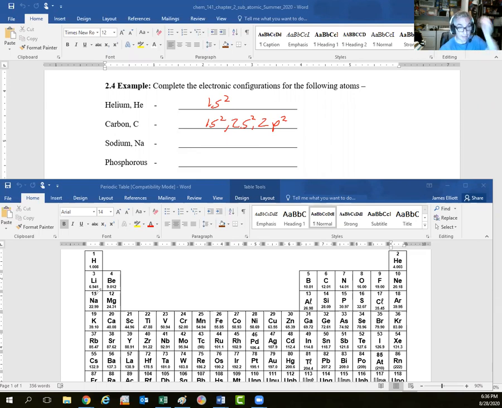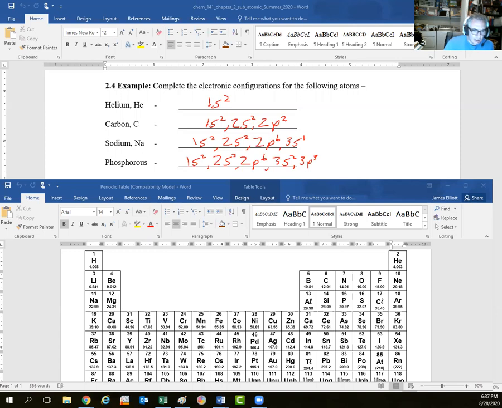For sodium, at the beginning of the third row, 1s2, 2s2, 2p6, 3s1. And finally phosphorus, a little bit further along in the third row. So 1s2, 2s2, 2p6, 3s2, 3p3 for phosphorus.